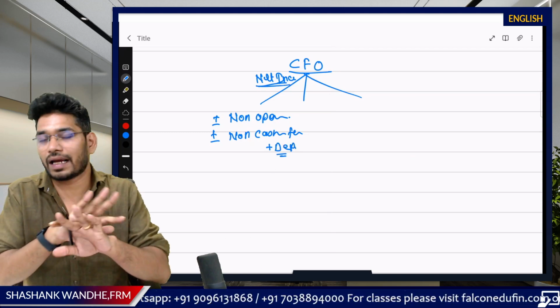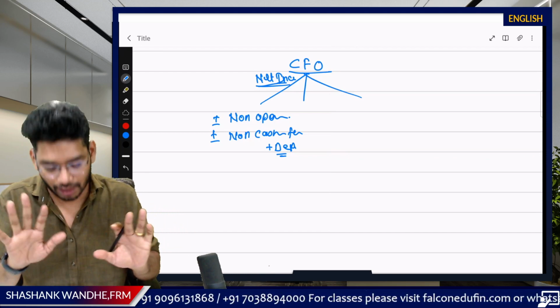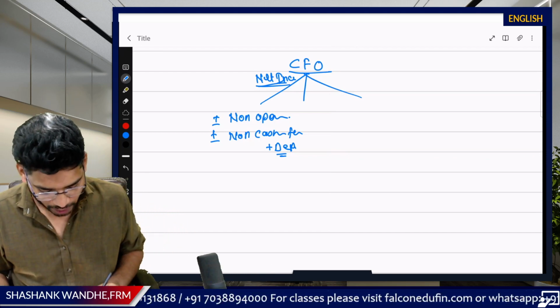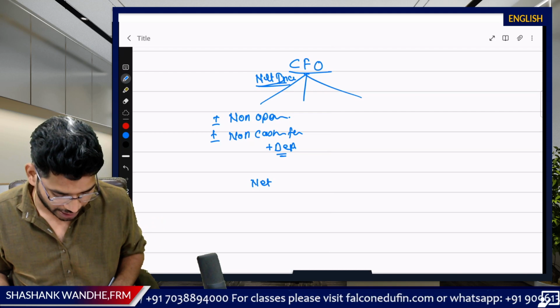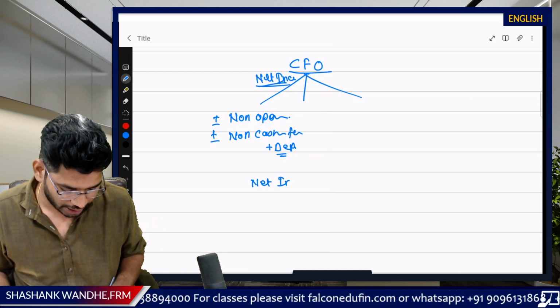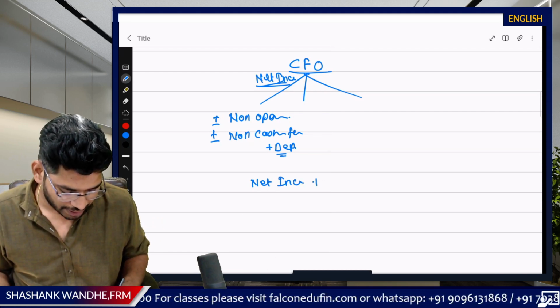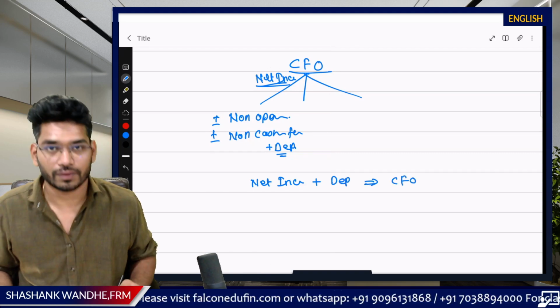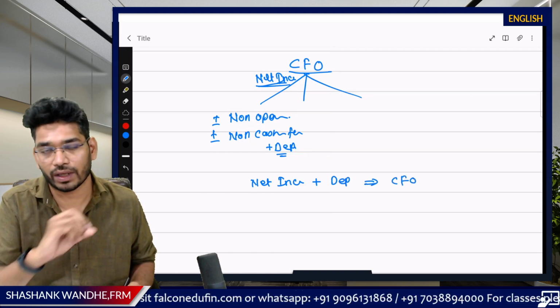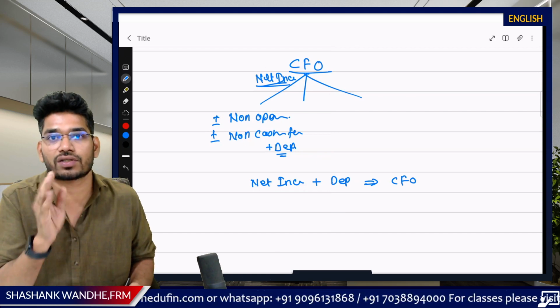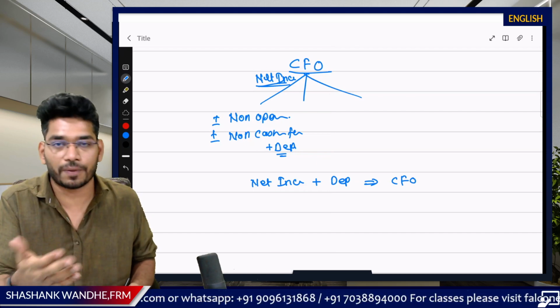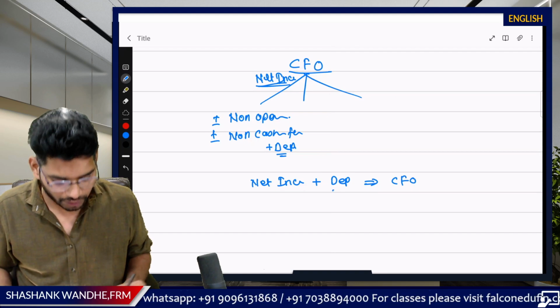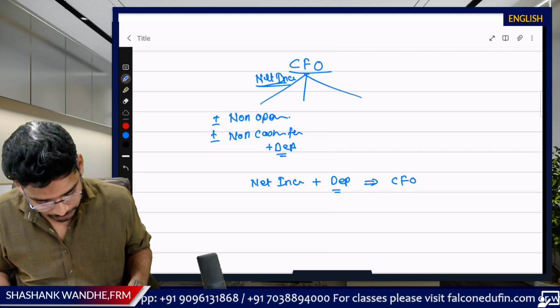Assuming there is no other item in the whole income statement, your statement will look like net income plus depreciation is equal to CFO. I'm assuming there are no other items available. Everything is constant and there is only one change in the whole process, which is the depreciation. So if you do this, you will arrive at a CFO.